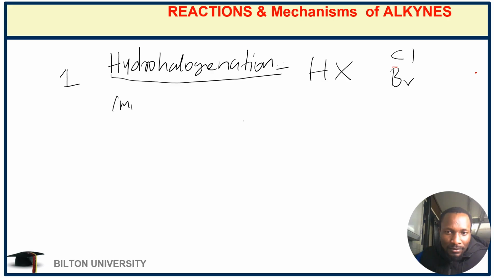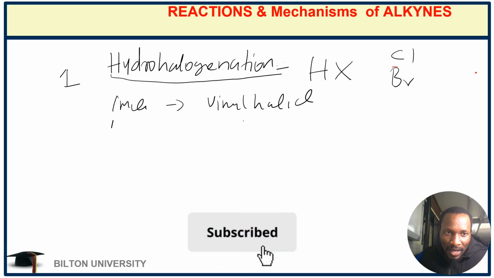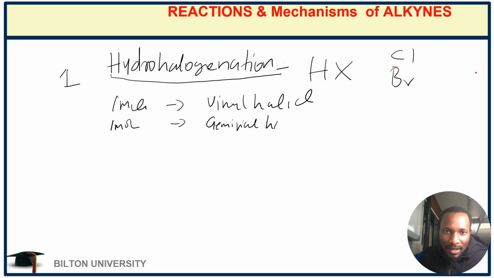Addition of 1 mole of hydrogen halide can lead to the formation of what we call a vinyl halide. In a vinyl halide, one halogen atom is bonded to one carbon of the carbon-carbon double bond. If we add another 1 mole of hydrogen halide, we are now going to form an alkane, and this time we are forming a geminal halide. In a geminal halide, the two halogen atoms are bonded to the same carbon.